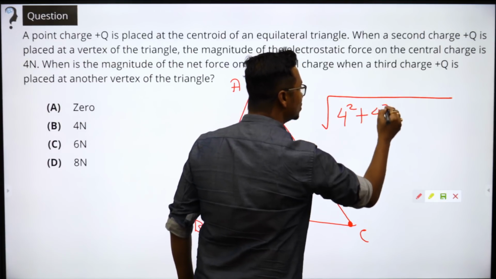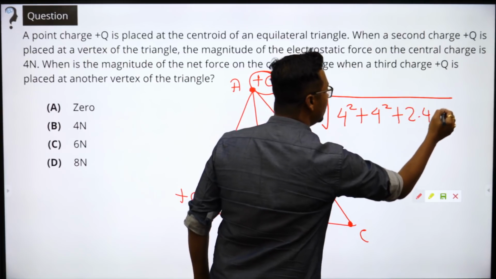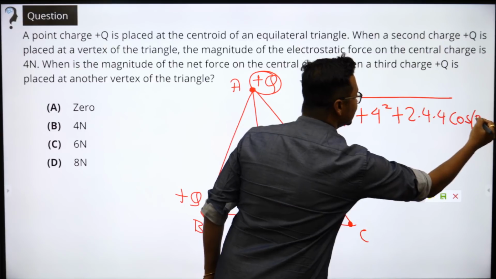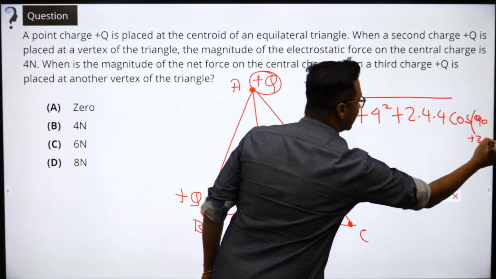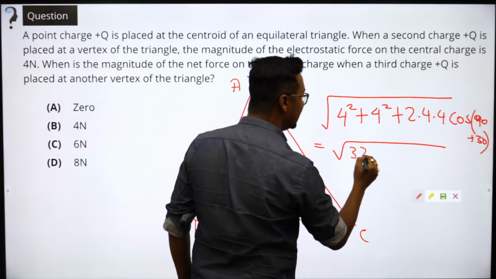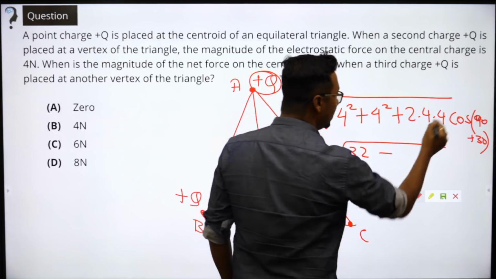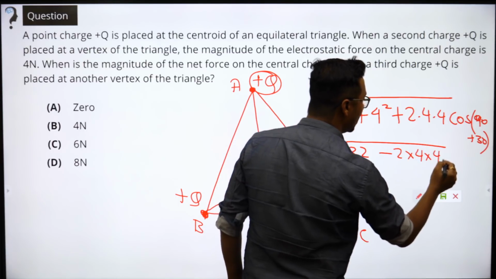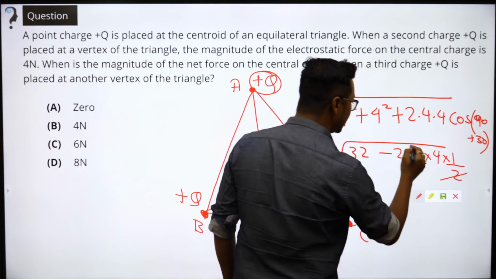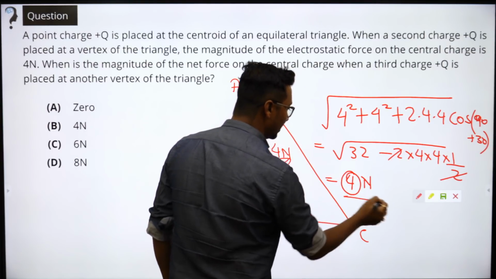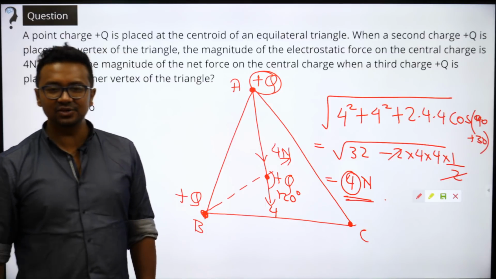Resultant is root over 4 square plus 2 into 4 into 4 into cos of 90 plus 30. Clear? So this is going to be root over 16 plus 16, 32, minus 2 into 4 into 4, that is 2 into 4 into 4 into 1 divided by 2. This goes away. So this is going to be nothing but 4 Newton. All right, my dear students.